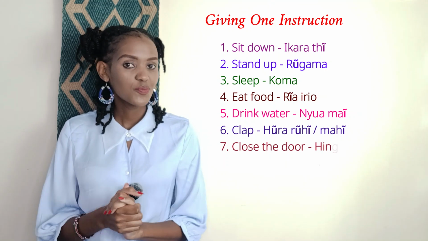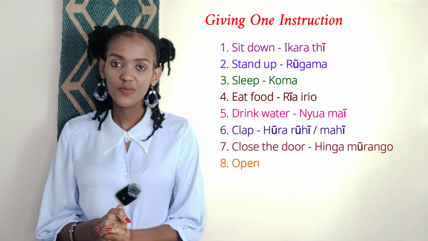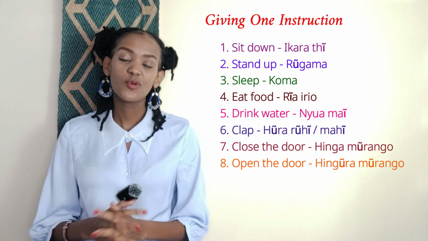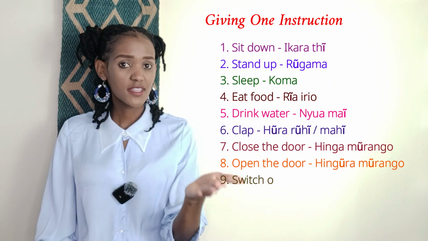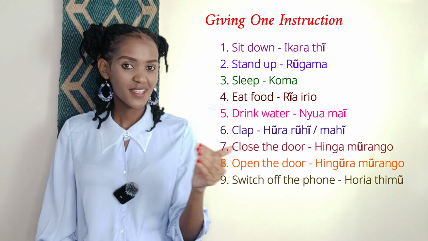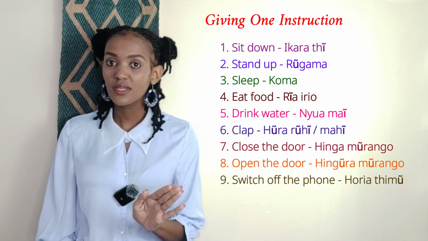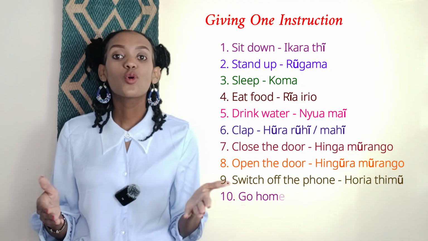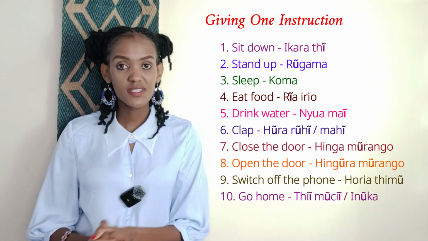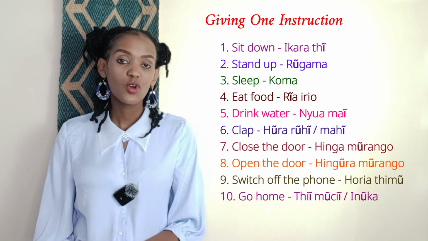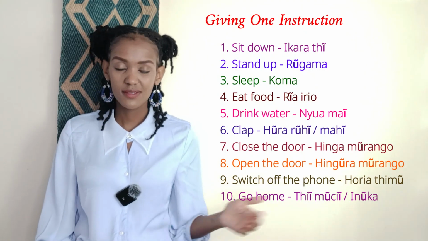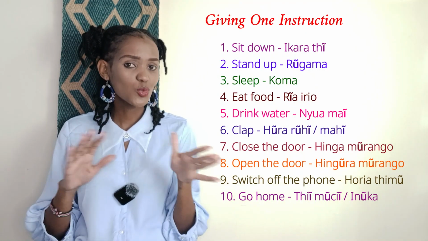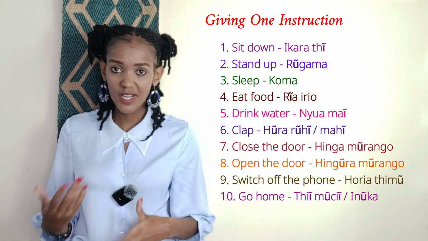higa murago, higura murago, horia dhimo, switch off your phone, horia dhimo, go home, dhie mosie, or one word for dhie mosie is inoka. See, those are just so simple. As long as you know the verbs, you just use the verbs as they are.